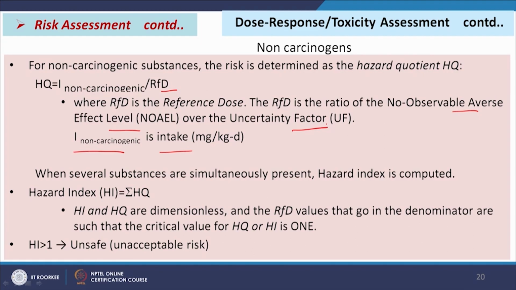So, that we have already discussed, and when several substances are present, not only one substance, then simultaneously we will be taking the hazard index for that case. So, hazard index is equal to the sum of HQ, that is, the sum of the hazard quotients. Now, HI and HQ are dimensionless, and the RFD values go in the denominator in these expressions, such that the critical value of HQ or HI is 1. So, more than 1 for HI means it is unsafe. That will not be safe, and there will be some risk under those conditions.